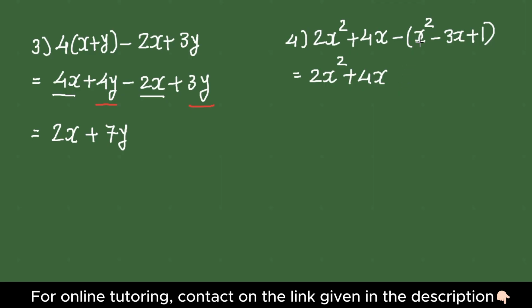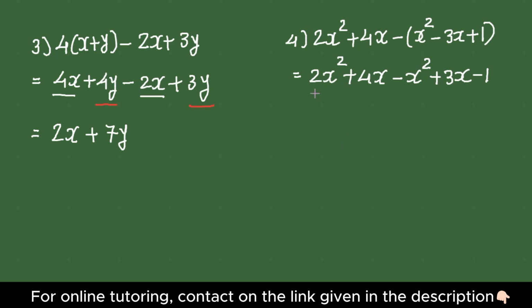So instead of x square, we will write minus x square. Instead of minus 3x, we will write minus minus, plus. So plus 3x. After then we have minus plus. Minus plus will be minus 1. So now actually the variable is the same, but there are different forms.